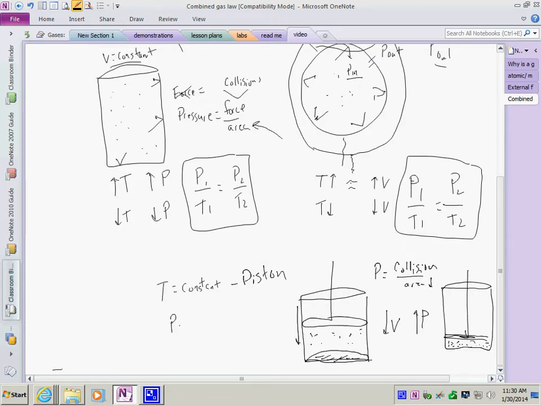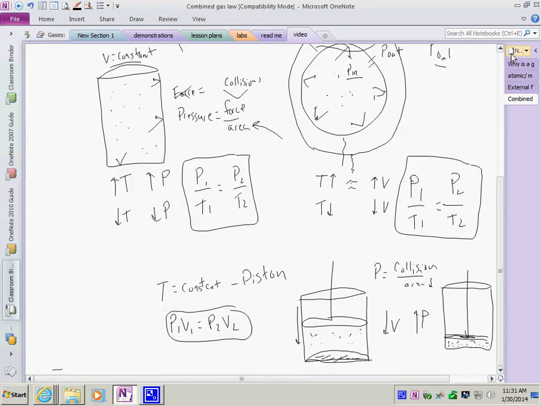P1 V1 equals P2 V2. If I cut my volume in half, my pressure doubles. So it's a reciprocal relationship. Okay. Now, we put all 3 of these things together. We have what's called the combined gas law.